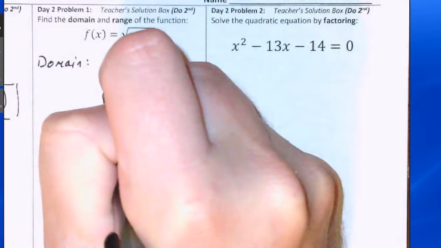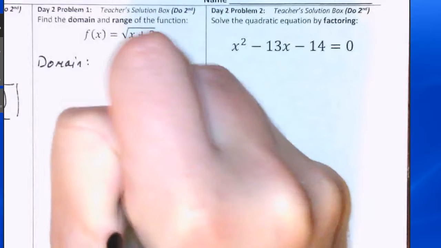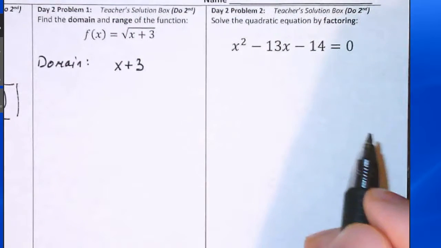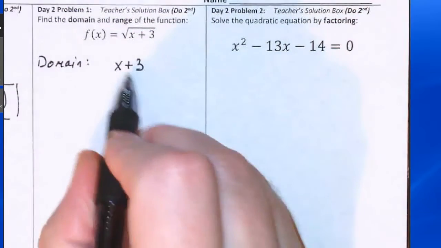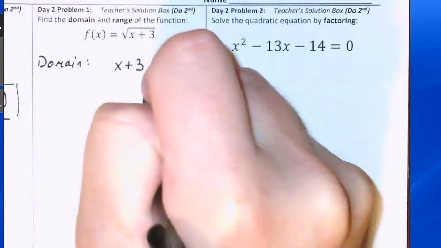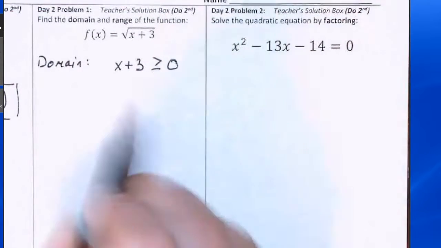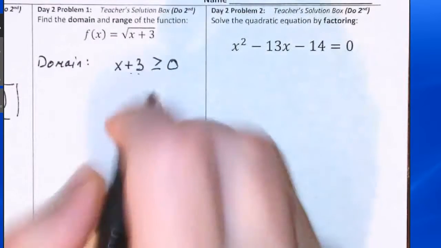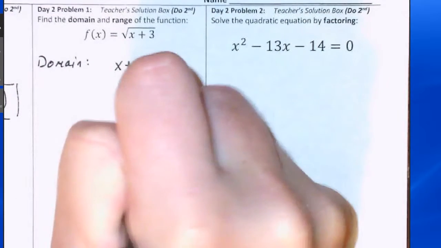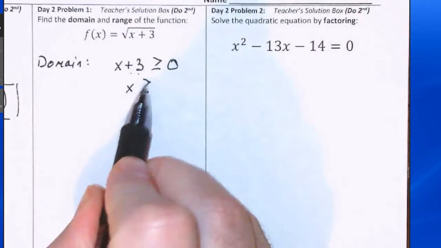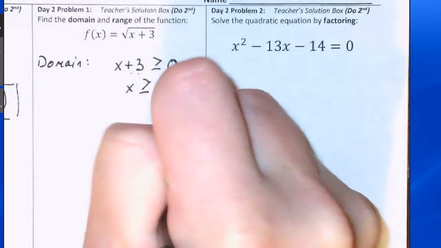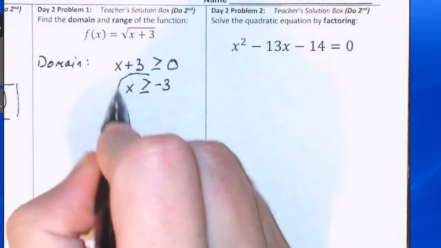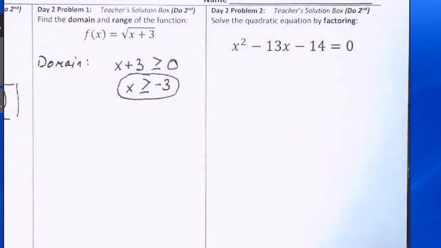So that means that the expression inside of the square root can't be negative. Another way to say that is that expression must be greater than or equal to 0. X plus 3 must be greater than or equal to 0. Subtract 3 from both sides, and we find out that x is greater than or equal to negative 3. And that is the domain, written in symbols.